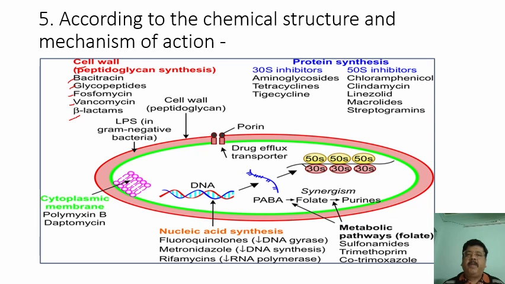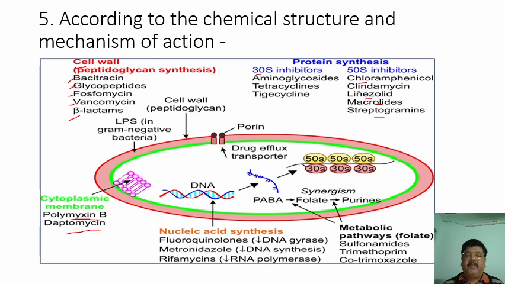Another group of antimicrobials inhibits protein synthesis. There are two types: 30S inhibitors, aminoglycosides, tetracyclines, and tigecycline. 50S inhibitors are chloramphenicol, clindamycin, linezolid, macrolides, and streptogramins. Then those antimicrobial agents acting on the cytoplasmic membrane are polymyxin B and daptomycin.